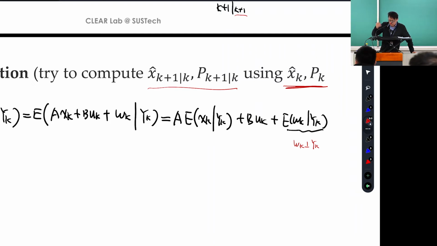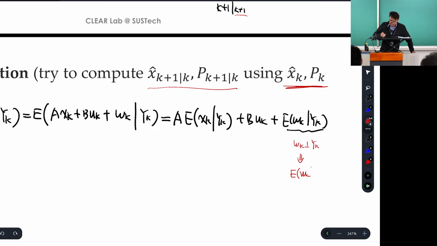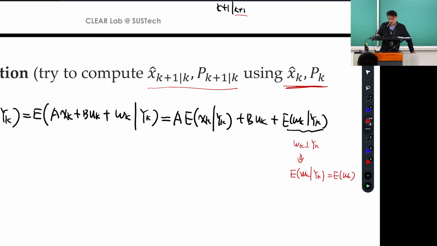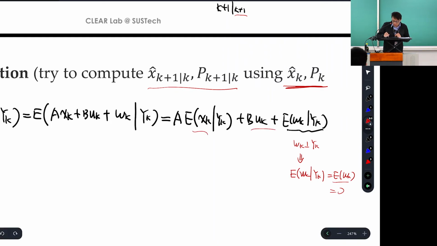All right, now what does this mean? It tells me that the expectation of WK given YK equals the expectation of WK. Why? Because the density doesn't change at all if you know YK. And this is 0 because of our assumption. Independence doesn't tell me this is 0. The covariance is true, but for the expectation it doesn't. But we assume that our process noise is 0 mean, so that's why. Okay, this one is here. What about the other one?